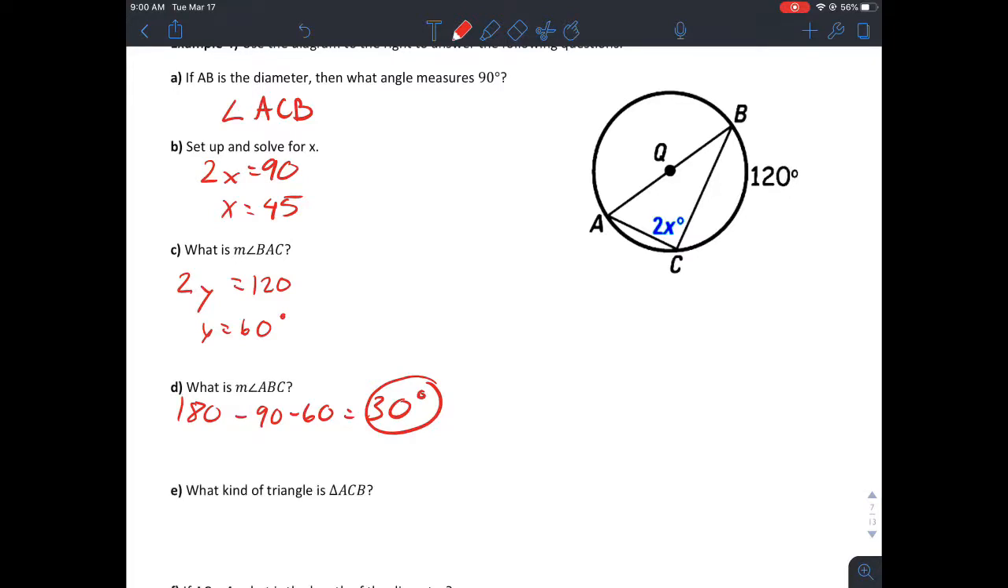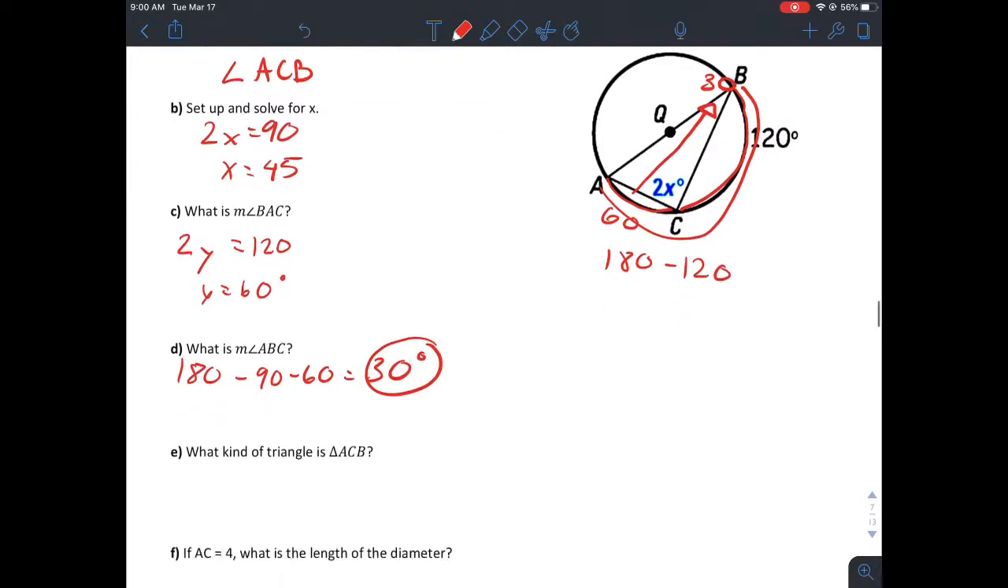Now, just kind of another way to approach this is we know that BC is 120, and we know that this entire part here makes a semicircle, so we could do 180 minus 120, and that would give us that arc AC is 60. So that would mean that angle B would have to be 30 because it's half that measure. That's just another way to approach the problem. Now, for E, it says what kind of triangle is ACB? Well, we talked about this, right? It's a 30, 60, 90.